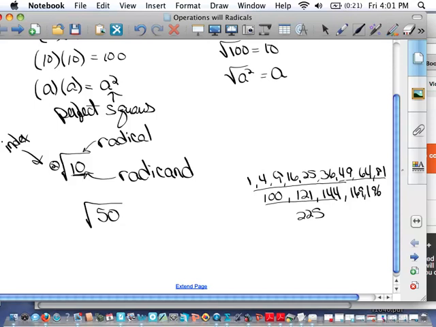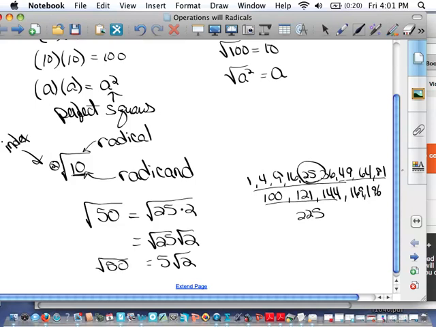So when you look at 50, you want to ask yourself, what are the factors of 50? 50 can be factored to 25 times 2. Now 25 is on our list as a perfect square. That's what we're looking for. So using our properties of radicals, we can write this as the square root of 25 times the square root of 2. Since 25 is a perfect square, when we take the square root, that becomes 5 root 2. So the simplified form of the square root of 50 is 5 square root of 2.